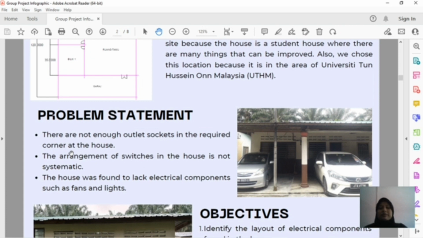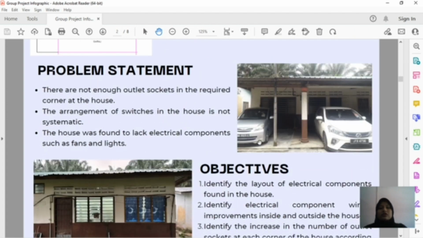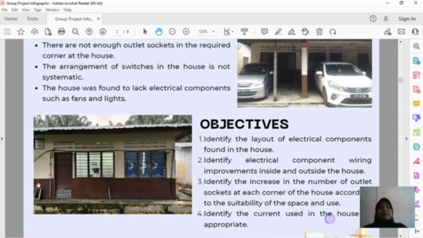Next is problem statement. We have 3 problem statements, which is there are not enough outlet sockets in the required corner at the house. Second, the arrangement of switches in the house is not systematic. And lastly, the house was found to lack electrical components such as fans and light. So this is the front view of the house. Next, this is the back view of the house, and next we discuss about objective.